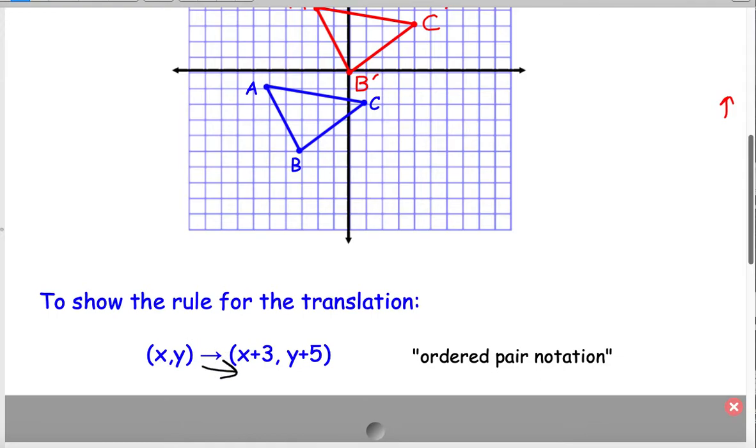So moving to the right is a positive number with the x. Moving up is a positive number with the y. If we had moved left 3, that would be x minus 3. If we had moved down 5, that would be y minus 5. And so this whole thing is how we write the rule for our translations.